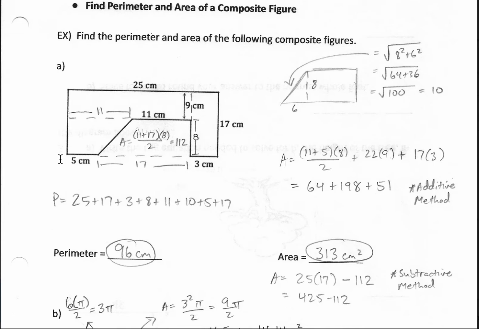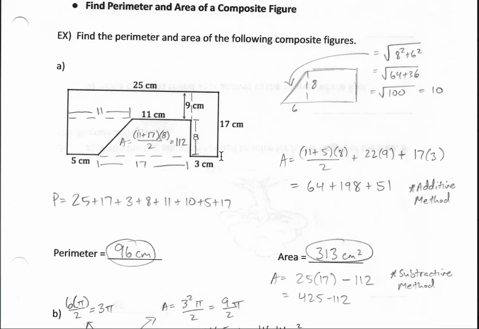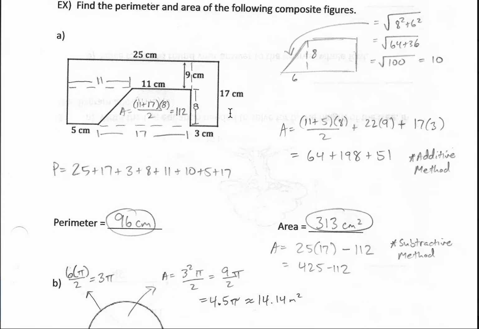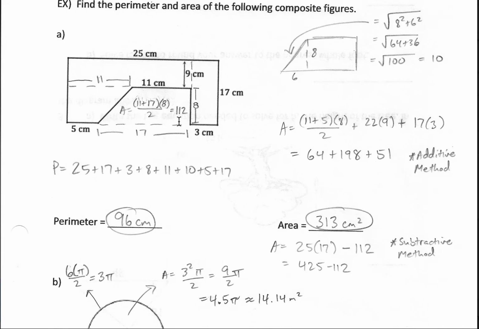Now let me show you why maybe the subtractive method is a little bit more helpful in some cases. If I imagine that this is a filled-in rectangle, it has a length of 25 and a width of 17, so the area of that rectangle would be 25 times 17, or 425. And if I just take out this trapezoid shape from my area, well then I get the leftover area, which is the area of this crazy shape.